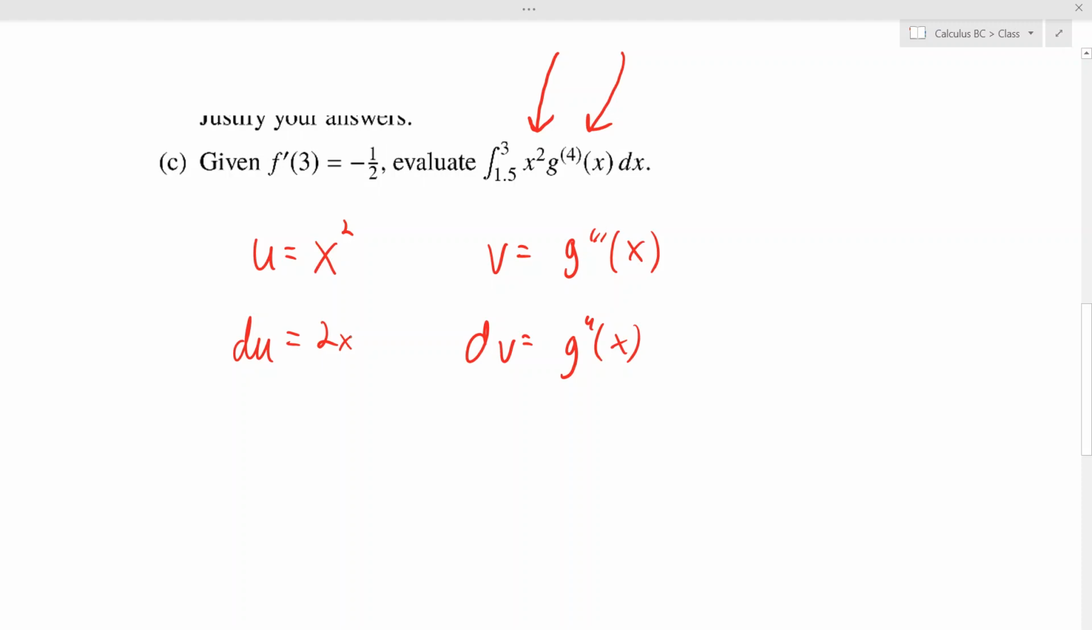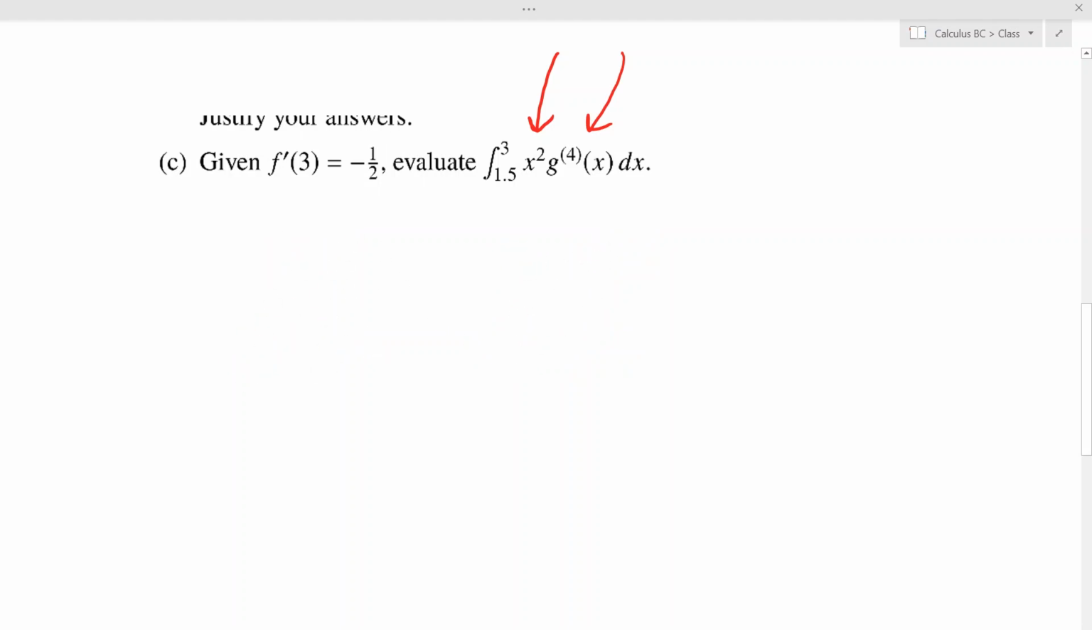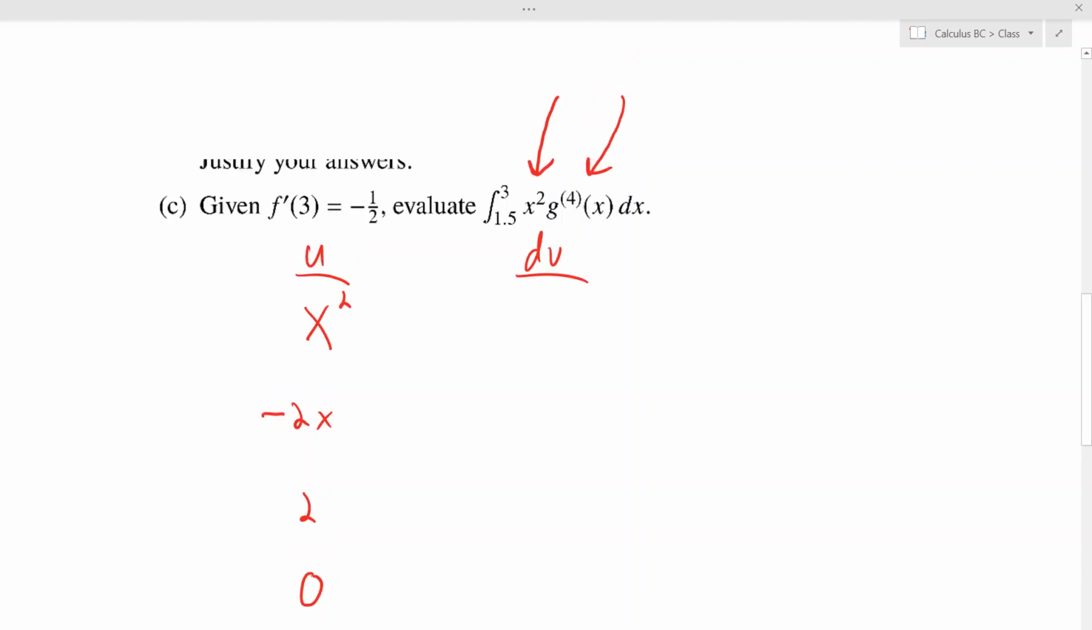We could also just do the tabular method. You guys remember that? So we could do parts twice, or we could do the tabular method, which is where you have a column for u and a column for your dv's, right? And you write out u's. It's going to be x squared, 2x, 2, 0. Change the sign of every other one of them. So positive, leave, change, change. So negative 0, technically, if you want to think of it like that, right?